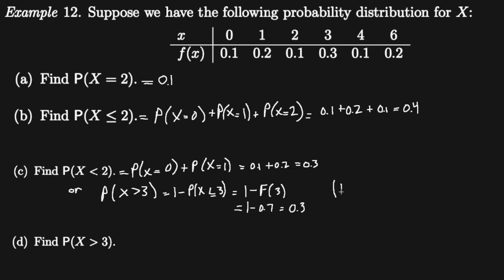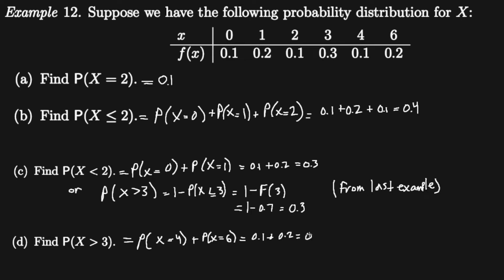Now we can move on to D. Oh yeah, we could look at this from the last example, at the piecewise function. Now D is asking for the probability of x greater than 3, which is the probability of x equals 4 plus the probability of x equals 6, which is 0.1 plus 0.2, which is 0.3.